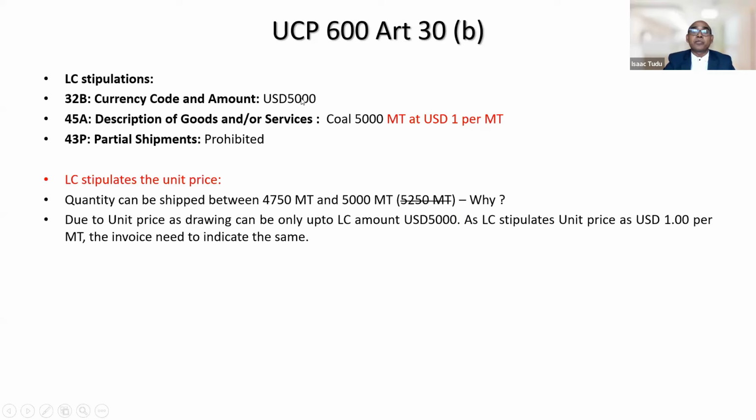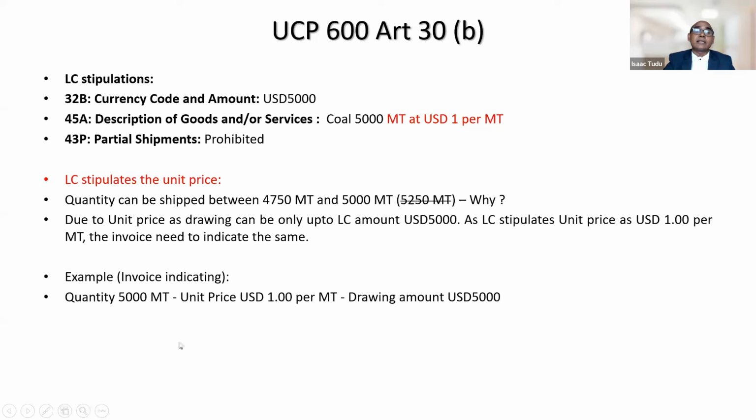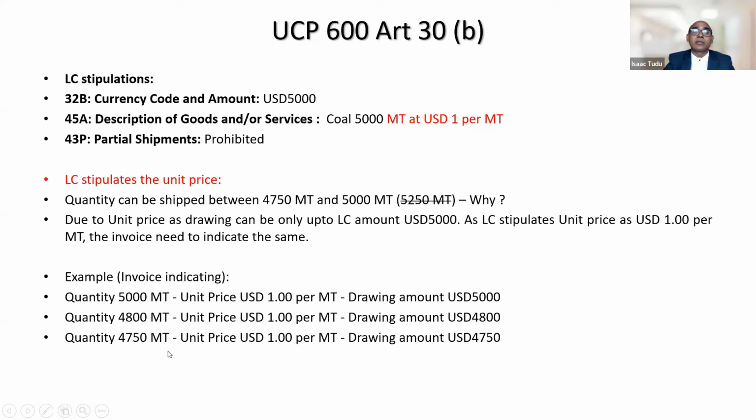If the LC stipulates the unit price as $1 per metric ton, the invoice needs to indicate the same. So let us take this example. Quantity 5,000 at the rate of 1. Drawings could be 5,000. Quantity 4,800 at the rate of 1. Drawing could be 4,800 US dollars. Quantity 4,750 metric tons at the rate of 1. Drawing could be 4,750 US dollars.